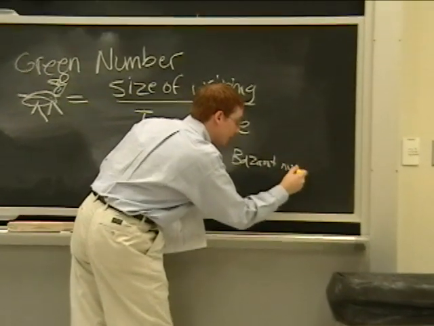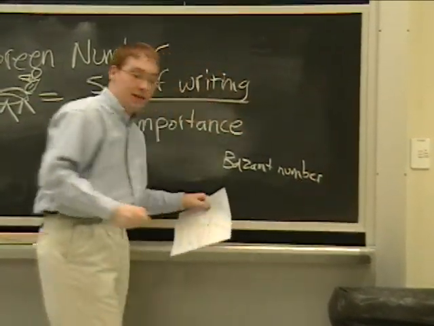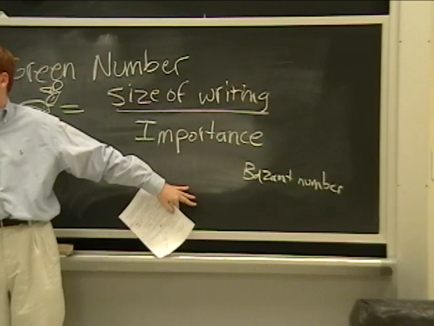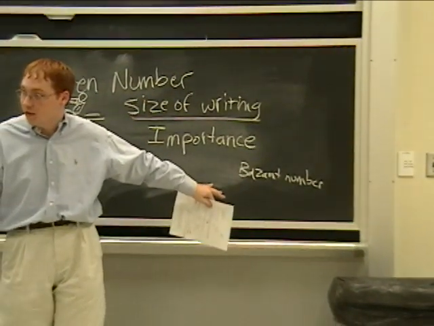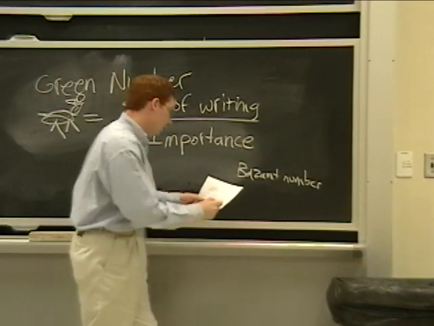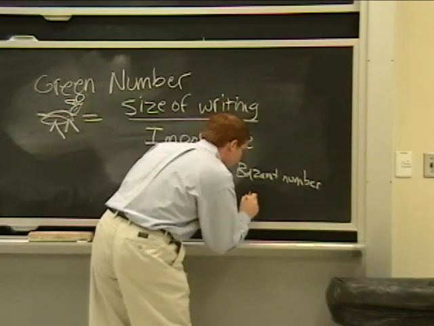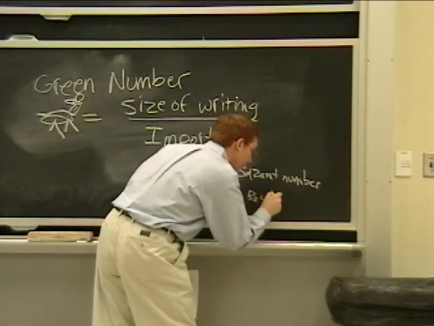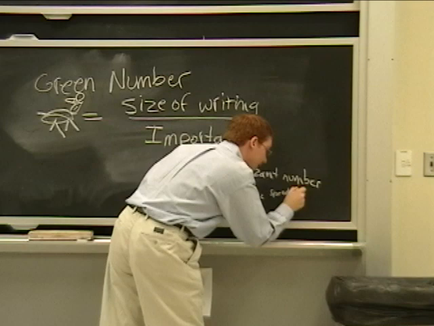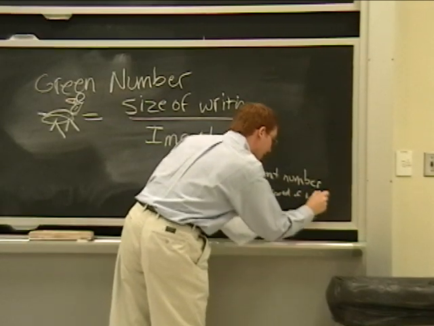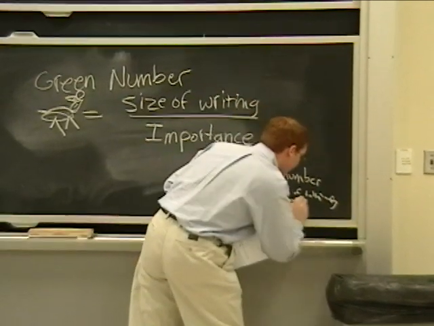It's called the Bazant number. The Bazant number stresses time, so it's a time coefficient. And in particular, it's the speed at which you're talking divided by the time remaining in lecture.